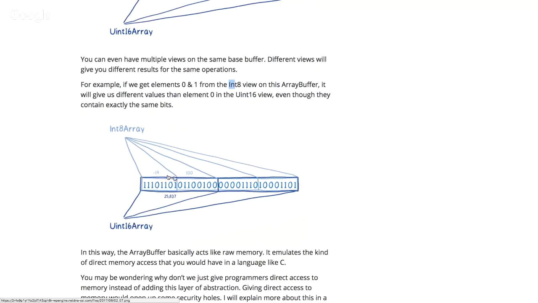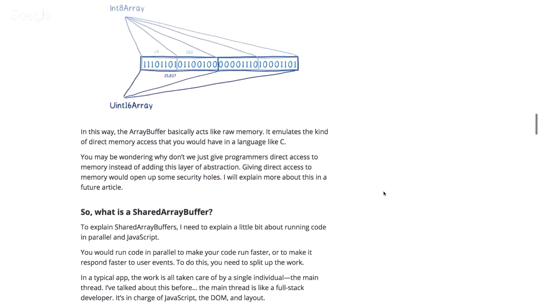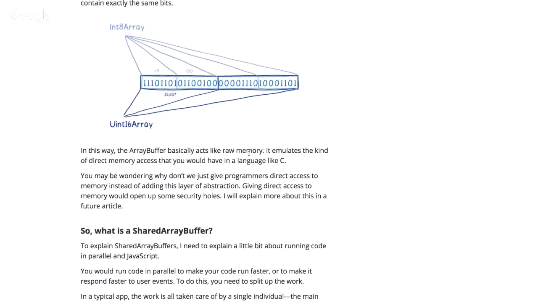int8 array type. But if the typed array is of type uint16 array, as you can see, the first element turns out to be 25,837. So these are different views into the same array buffer. In this way, the array buffer basically acts like raw memory. It emulates the kind of direct memory access that you would have in a language like C.